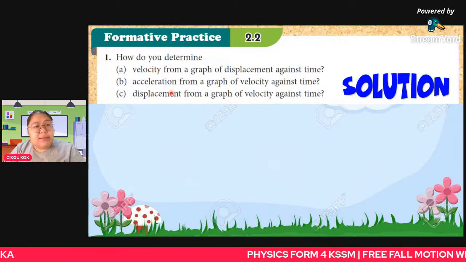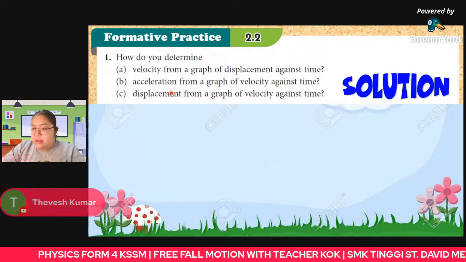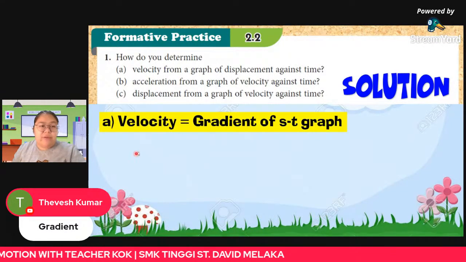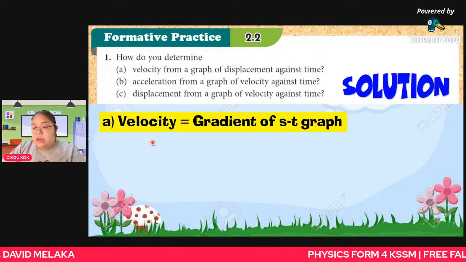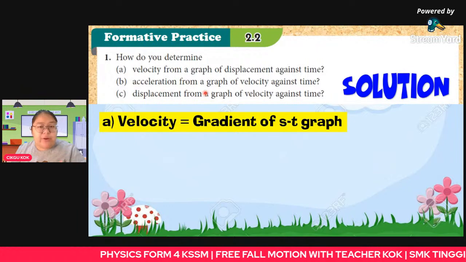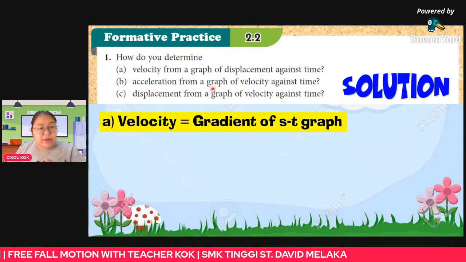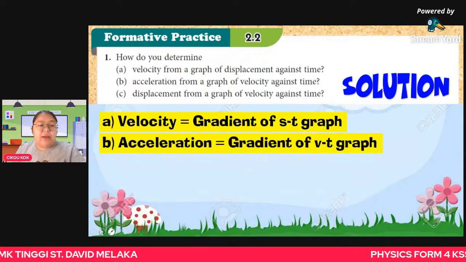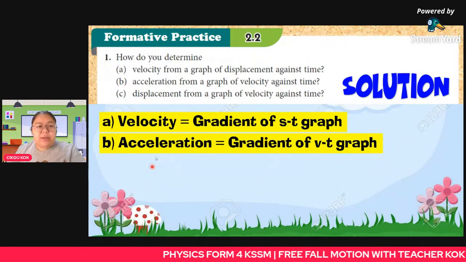Yes, Deepika, it's the gradient of the graph. That's correct. Divesh is also correct. We find the gradient, easy. So we write that velocity is equal to the gradient of the ST graph. Okay, finish. Then we go to B. B is the same thing. They ask about acceleration, but from the VT graph. So again, we find the gradient of the VT graph. Still gradient. Then we go to the last one.